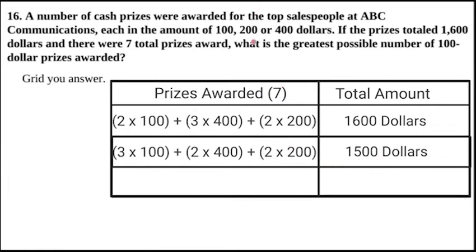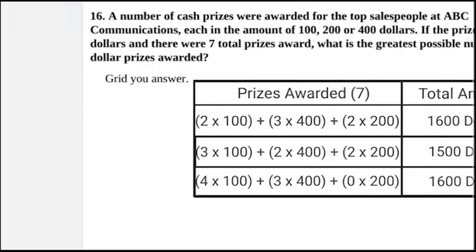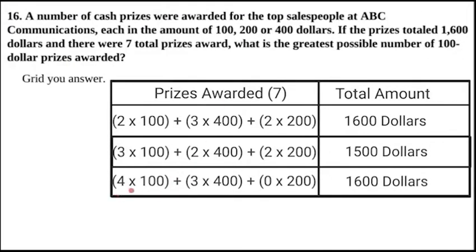Alright, so let's go again. Let's go on to 4. And we have 4 by 100, that's 400. 3 by 400, that's 1,200. So we've used up our 7 prizes now, so we cannot choose a $200 prize. So we're going to get a total of $1,600. And that would be the highest we can get.